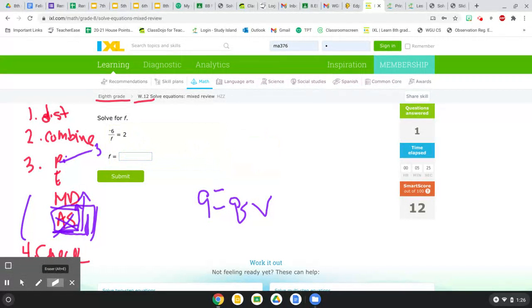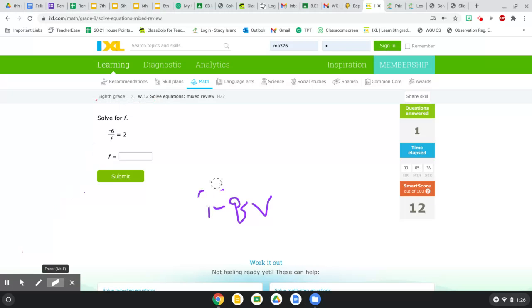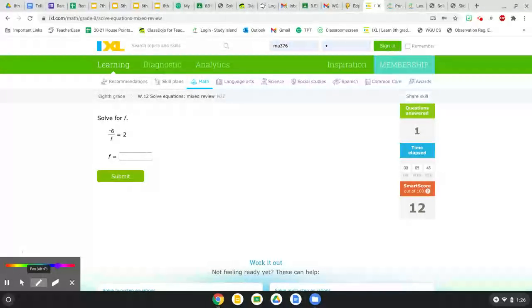All right, let's try this next one. Okay, so this is another one of those kind of weird cases that we haven't really gone through yet. So here we have negative 6 divided by f equals 2. If I start solving this, number 1, I don't have distributive property to take care of. Number 2, I can't combine like terms on the left-hand side or on the right-hand side. 3, now I'm working on reverse order of PEMDAS.